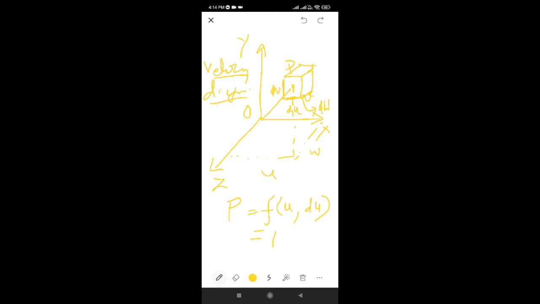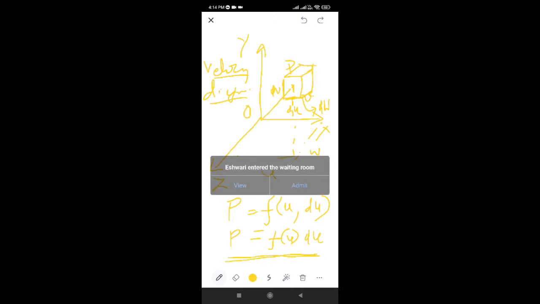See, what is the exact relation here? I am writing this as f of u into du. This probability of finding a particle whose velocity is in between u and u plus du is given by f(u) du. This is actually there in our assumptions.